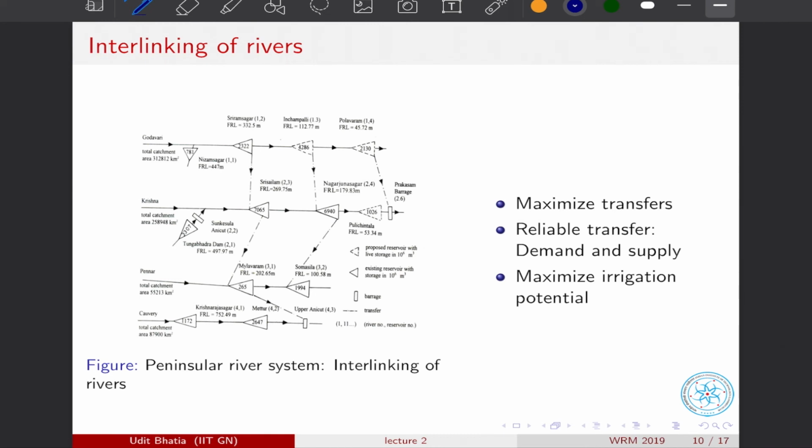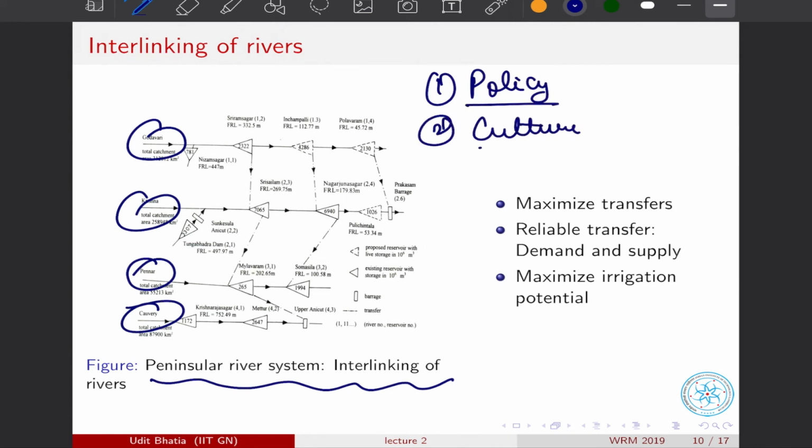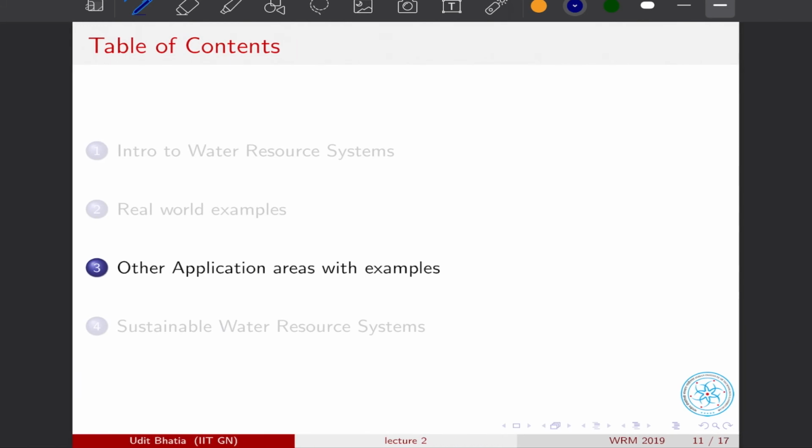So this is a sample map that I have taken for the peninsular river system. It's a conceptual map of interlinkages of rivers, and you see Godavari, Krishna, Pennar, Kaveri, all the major rivers, and how the interlinking could look like. And you can imagine that it would not only require good understanding of hydrology, but also good understanding of policy, good understanding of culture, that is, what people prefer in each area, and finally the cost that we always want to minimize as we talk about objective functions.